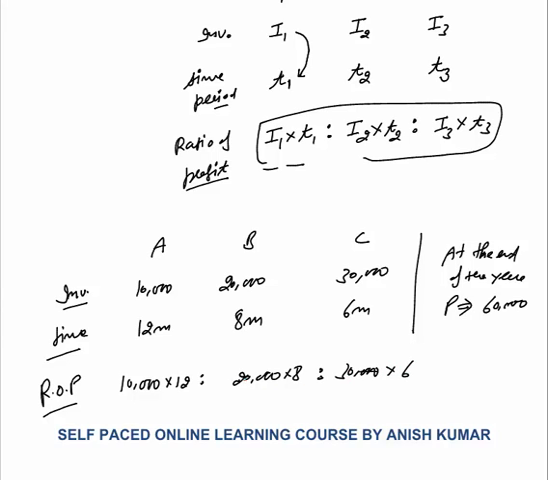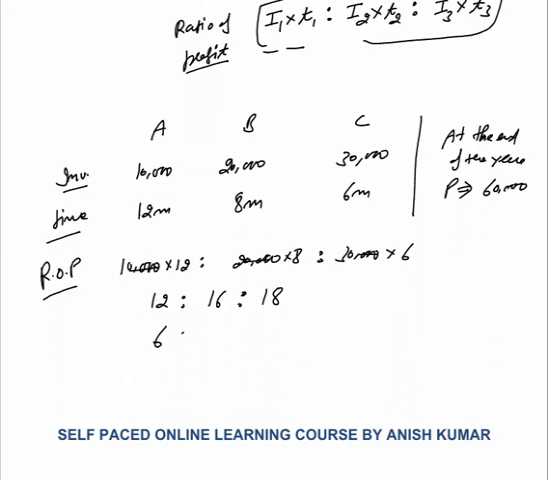Now 40 and 40 will get cancelled out. You are left with 12 is to 16 is to 18. Again divide by 2. You will get 6 is to 8 is to 9. In this ratio the profit will be divided.